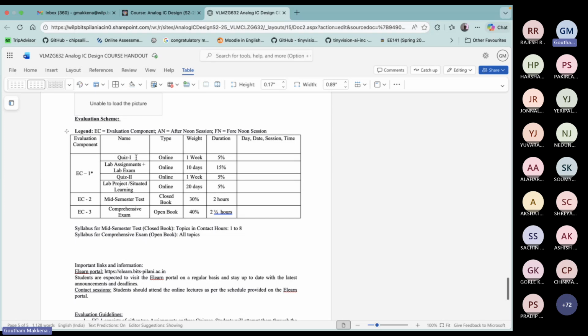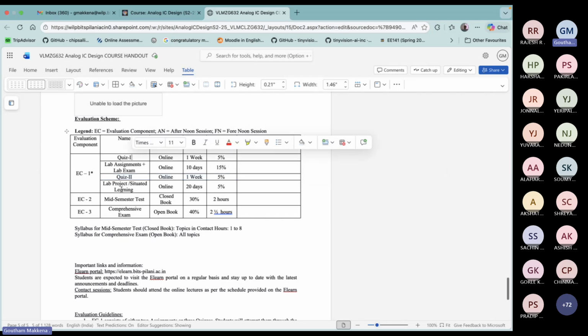The other 15% is in my hand, which is given as quiz 1 for 5% and quiz 2 for 5%. Quiz 1 and quiz 2 will be conducted on the Taxila portal. Do all of you have access to the Taxila portal, and have you logged in and checked whether you are in that particular course shell or not? Has the training been given to you on how to access the Taxila portal? Can one of you confirm? Yes, we have the training. Okay, great.